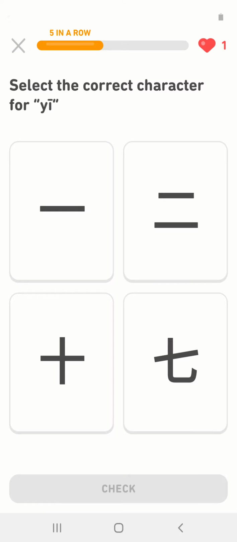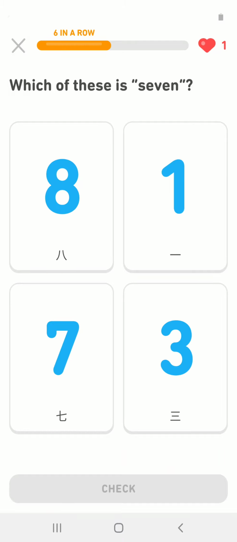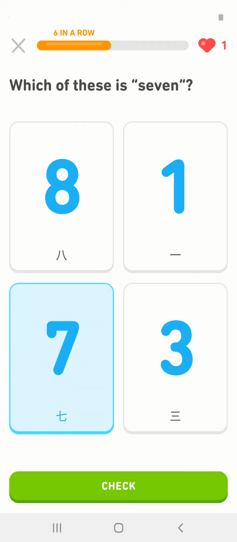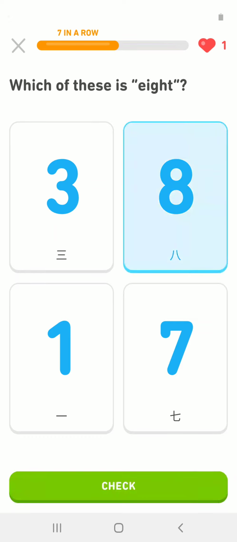I just got it a while ago. Yi is this. Always remember that Yi is that. Continue. Which of these is 7? Chi is 7. Yi is 1. Which of these is 8? The good thing about this is that it shows a number. Ba is 8.